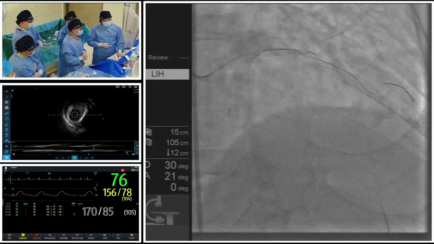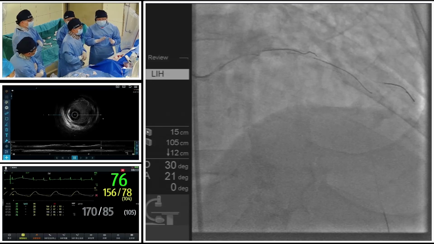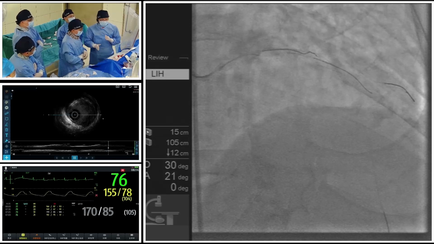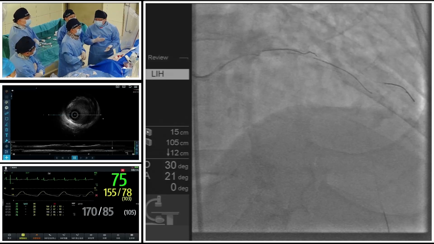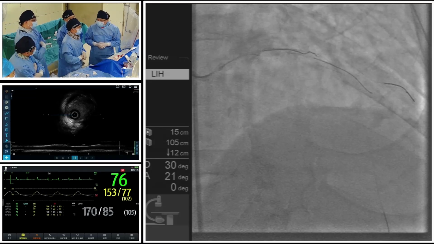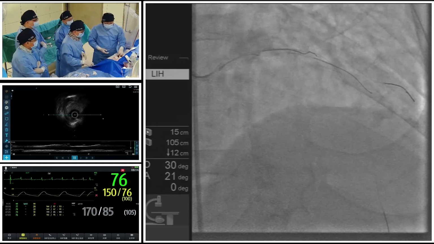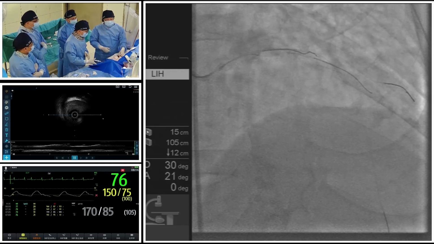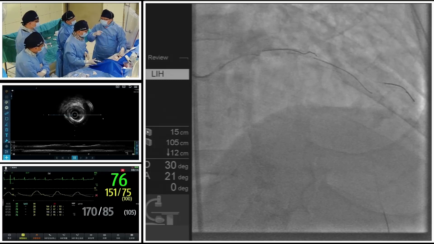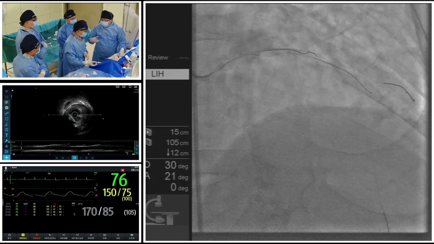Another difficulty for this case is that this patient has many side branches: the diagonal branch, the septal branch, and the circumflex. We have to try to protect all these side branches after stent implantation. That is what we do next. So at present, I try to wire the septal branch and then do the shock wave.